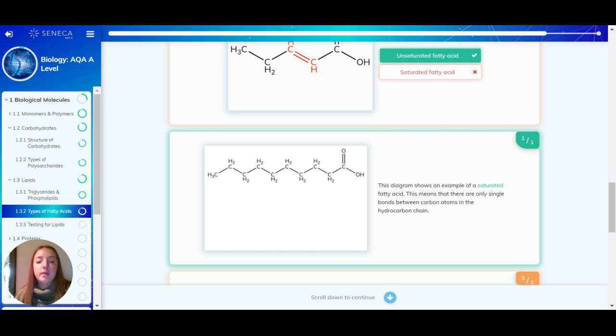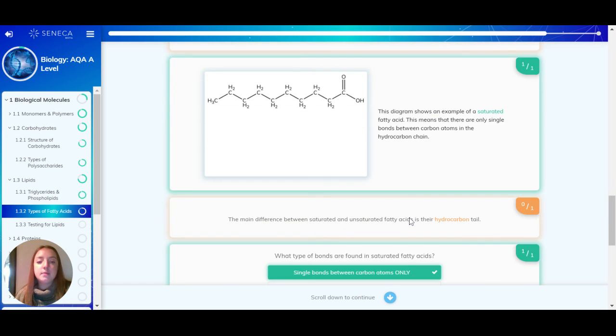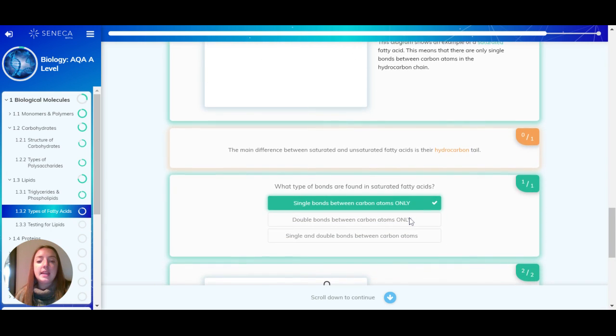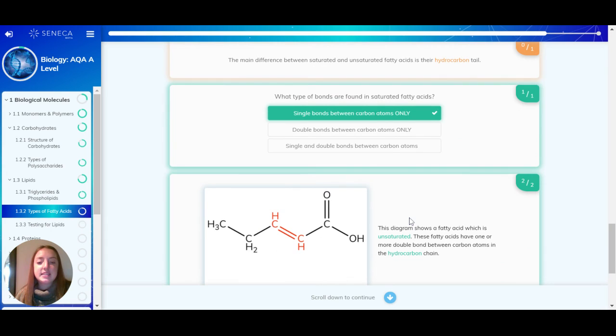So to recap, saturated fatty acids have only single bonds between carbon atoms in the hydrocarbon chain. And unsaturated fatty acids have one or more double bonds between carbon atoms in the hydrocarbon chain, which causes kinks to form.